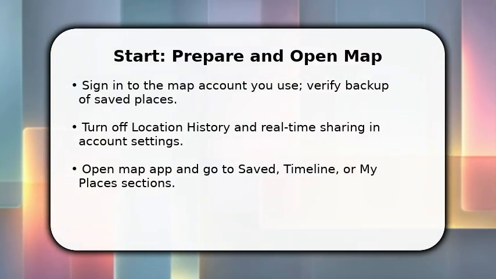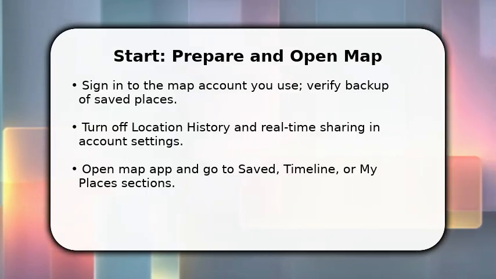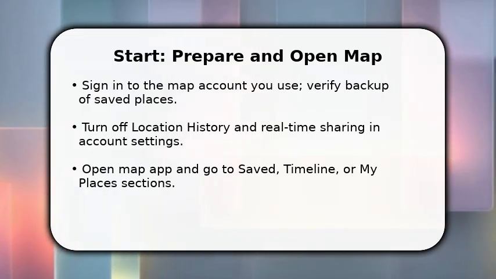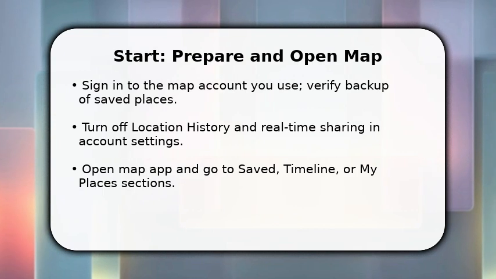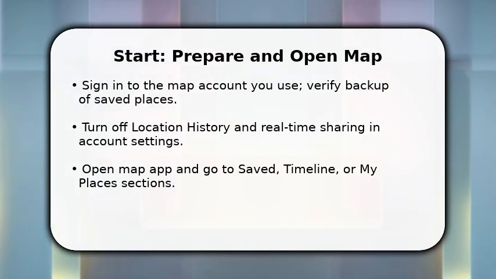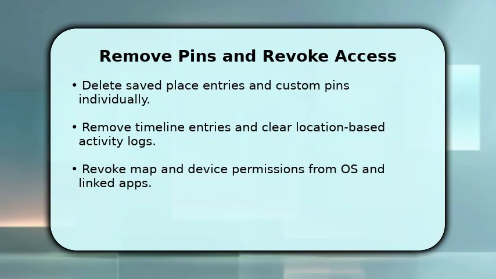Once there, locate the exact place entry or timeline point you want removed, and tap its Options menu to reveal Delete or Remove commands. Act now to remove the record. Now continue by deleting the actual pins and timeline records. For each saved place, use Delete or Remove and confirm removal.